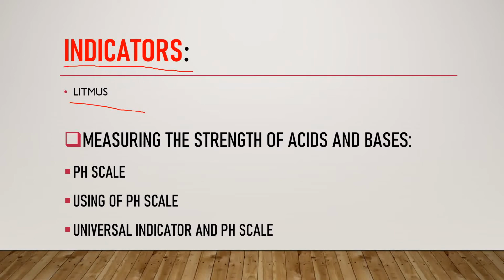Litmus is an extract from living organisms called lichens, as I told you before. A lichen is formed by a symbiotic association between an alga and a fungus.